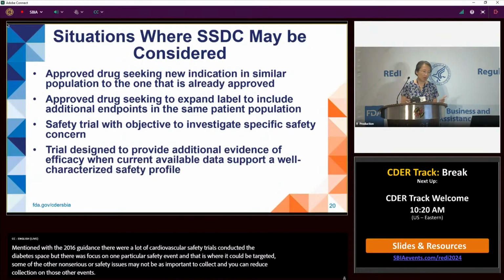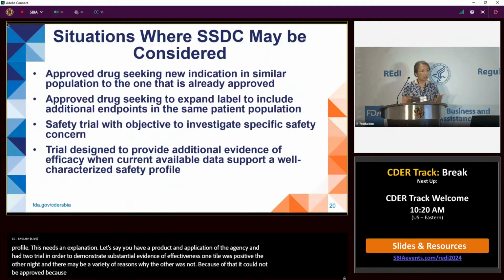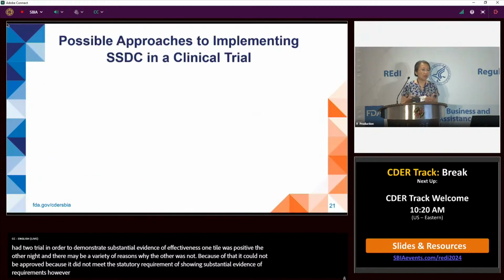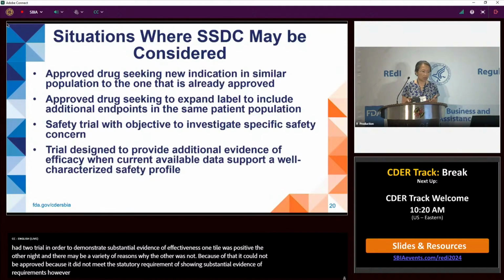And there are maybe a variety of reasons why the other one was not. But either way, because of that, it could not be approved because it had not met the statutory requirement of showing substantial evidence of effectiveness. However, in both those trials and the whole program, there was enough information to understand the safety profile of the drug. In this situation, the company would be told you need to do another study to actually demonstrate substantial evidence of effectiveness, but you can reduce some of your safety collection.